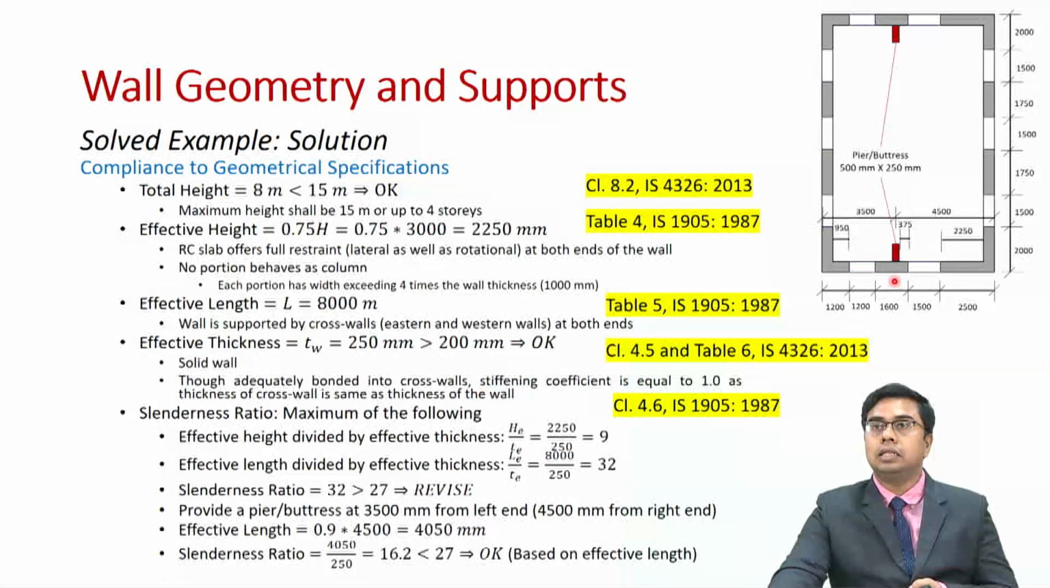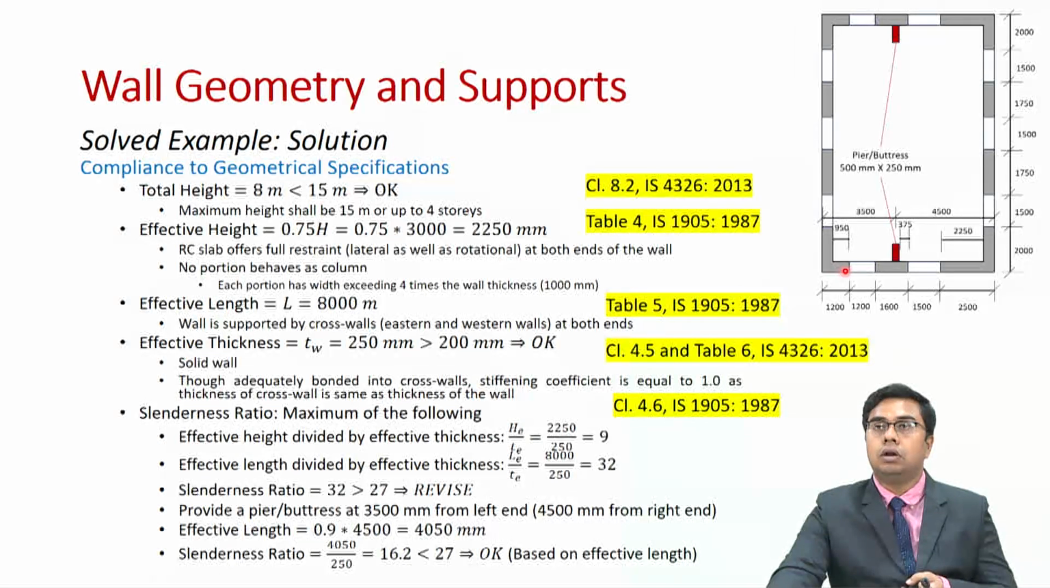So our effective length in this case shall be the effective length obtained for this wall separately and for this wall separately. Now since we want to maximize our slenderness ratio in order to have a conservative design, we will take this very wall, and if we take this wall, what you observe that at one end the cross wall is supporting the wall and the wall is not continuous after that, but at the other end the cross wall or the pier or buttress is supporting the wall and the wall is continuous further.